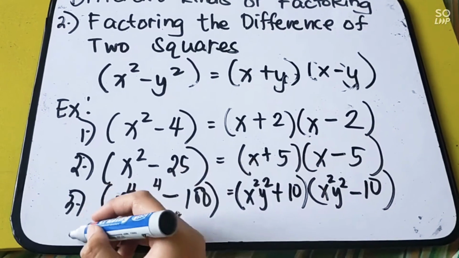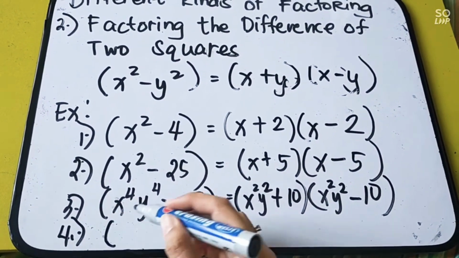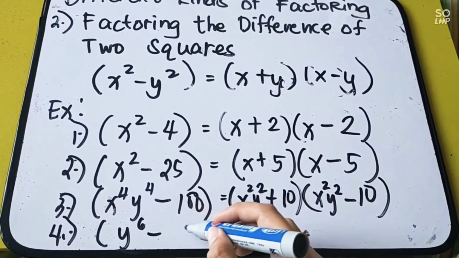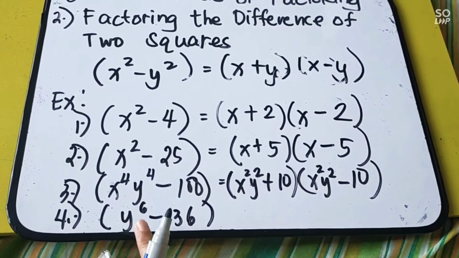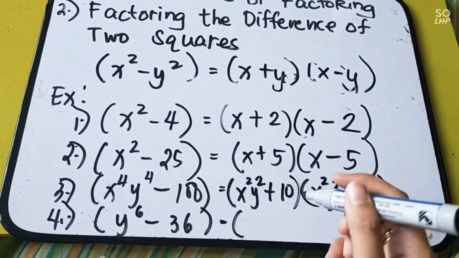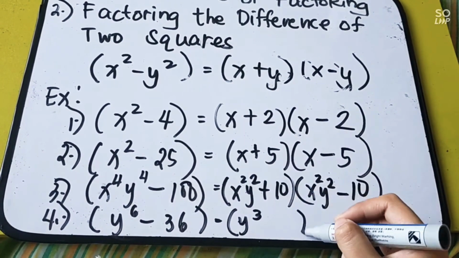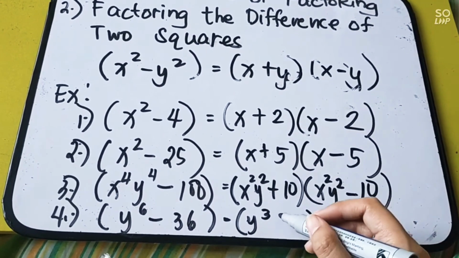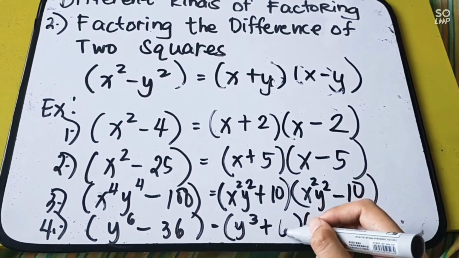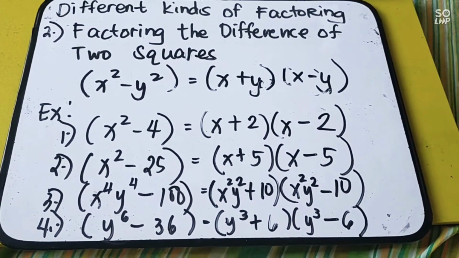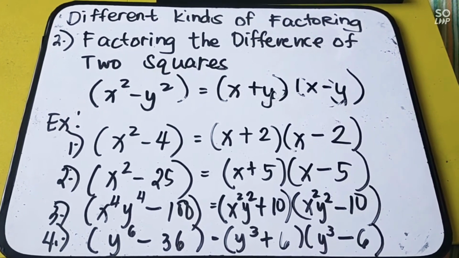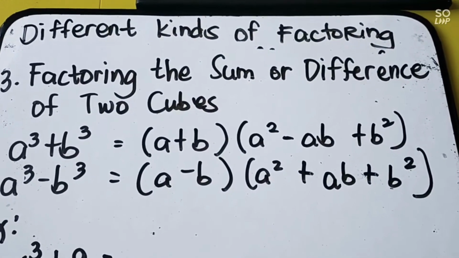Alright? Let us have another example. We have y raised to 6 minus 36. Okay, perfect square again, because the exponent is divisible by 2. Just divide the 6 by 2. So, its half is y cube and then another y cube. One positive, one negative. What is the square root of 36? The answer is 6 and then 6. Okay, so that is difference of 2 squares. Let's move on to the next one. Let us have the third factoring.